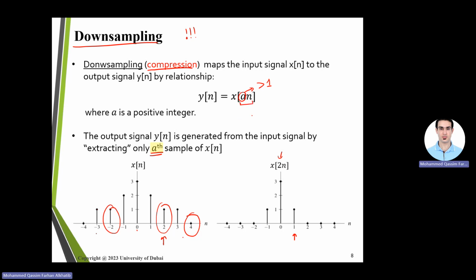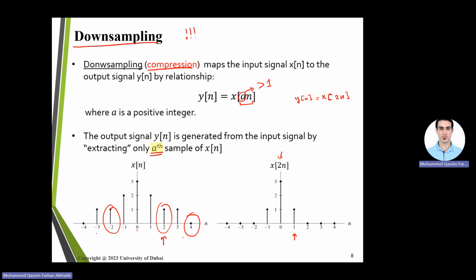Now, what do we mean by that? Assume that I have y of n equal x of 2n. So I know this is shrinking by half. Like the signal, let's say from 0 to 10, it will become 0 to 5. With this constant, if it's higher than 1, it will shrink.